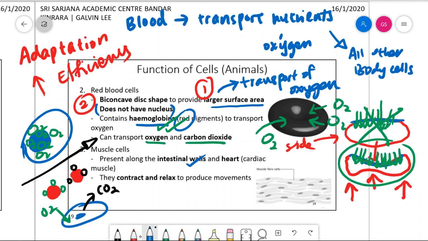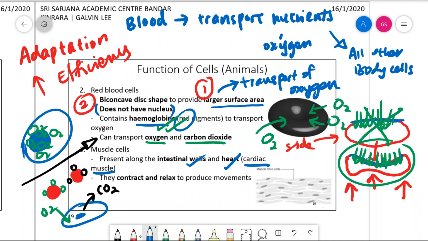Okay. So for heart, it's a more special name. We call it cardiac muscle. Cardiac muscle. Because your heart needs to beat, correct or not? Heart needs to beat, beat, beat to pump the blood. So what makes the heart be able to contract and relax and contract and relax to beat? It will be this muscle cell. This muscle cell will pull and push and pull and push for it to keep pumping the blood. So your heart can function normally.